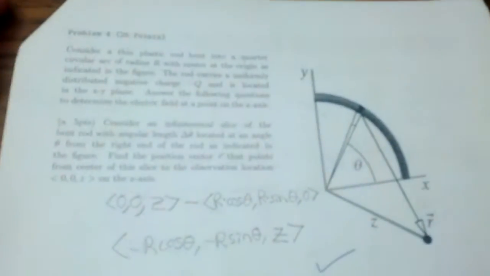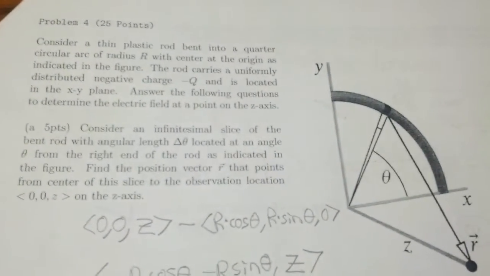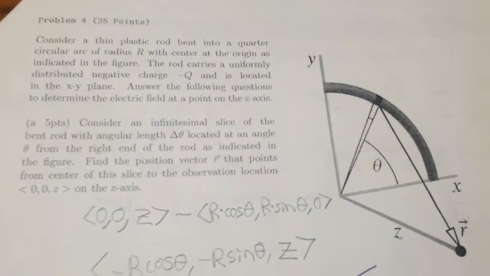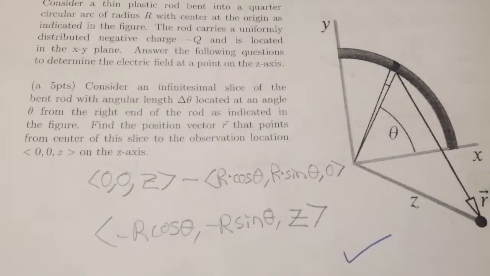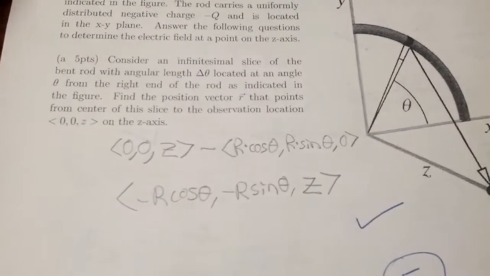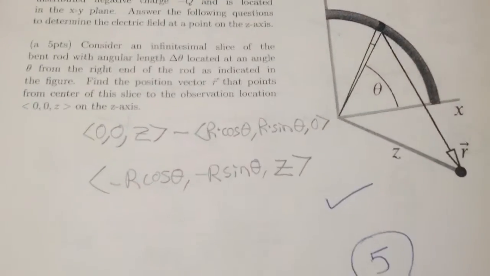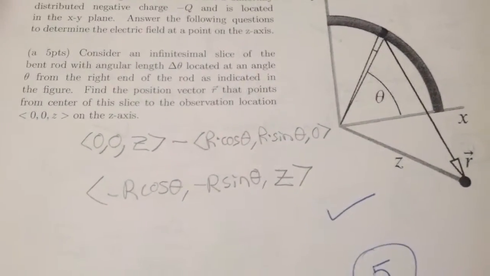Going to be walking through how I solved number 4 on the test. This is the problem. Consider a thin plastic rod bent into a quarter circular arc of radius r with center at the origin as indicated in the figure. The rod carries a uniformly distributed negative charge, negative q, and is located in the xy plane. Answer the following questions to determine the electric field at a point on the z-axis.